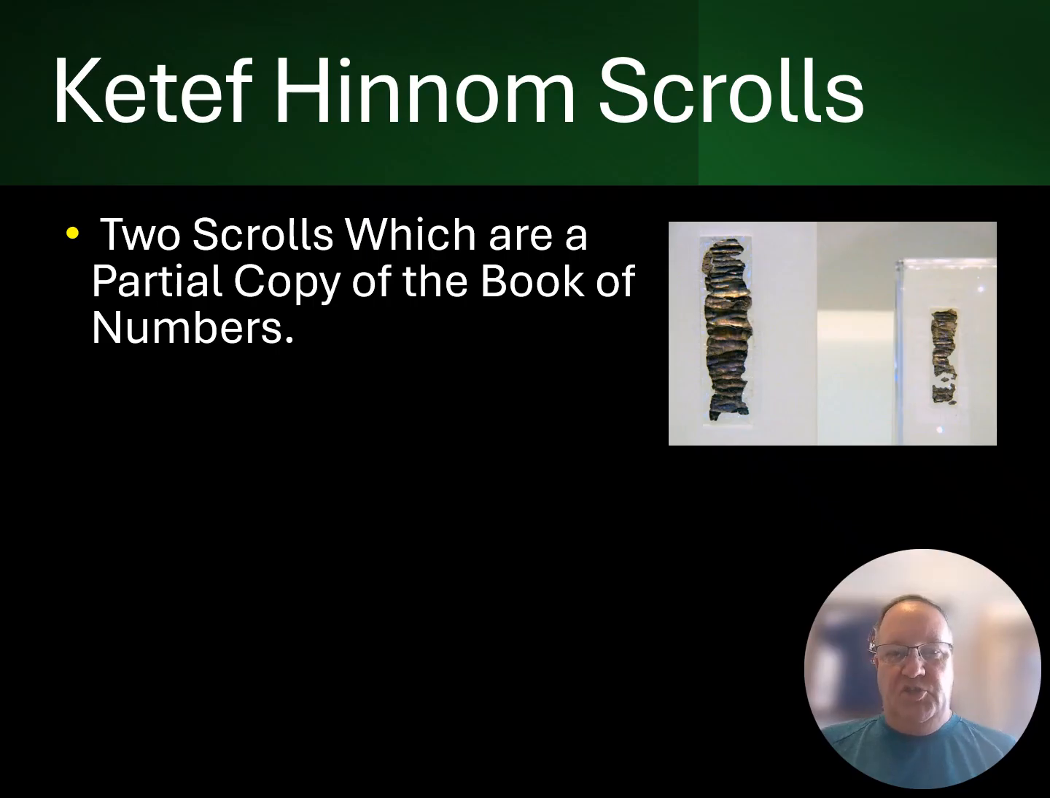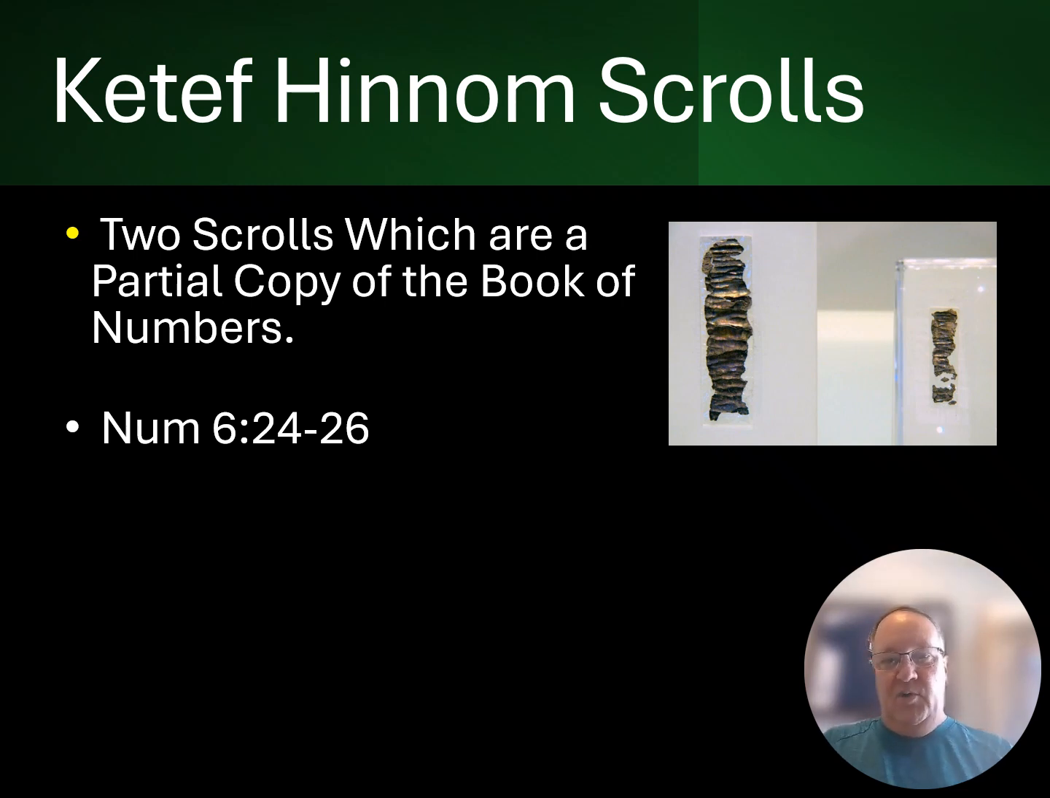So again, there's just two of them, and they're partial copies, very small copies of the book of Numbers. And in particular, they are copies of Numbers chapter 6, verse 24, 25, and 26. And I think as you look at this, you can see that obviously there was a lot more to this copper copy, say that 10 times fast, than what you have here. But it didn't survive. Only these two fragments survived and were found.